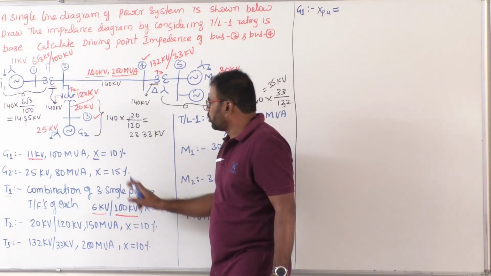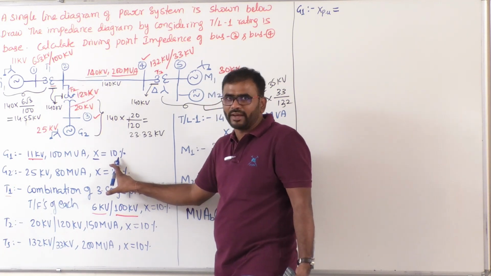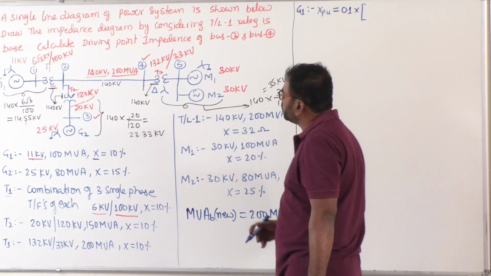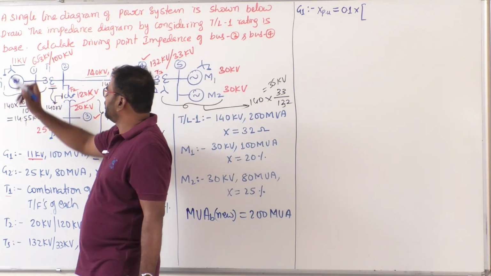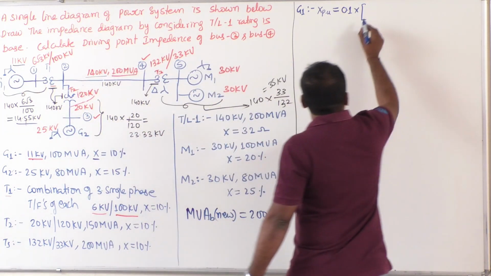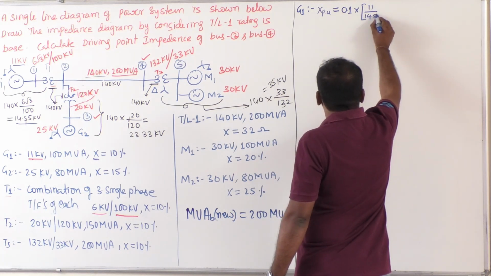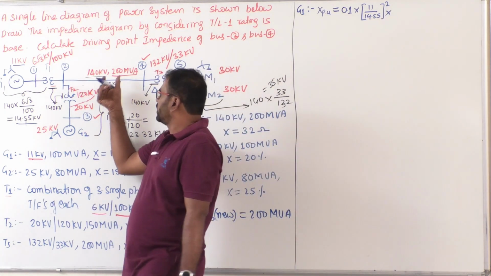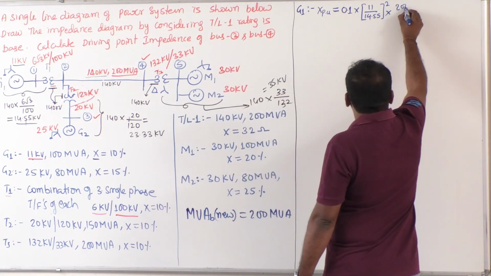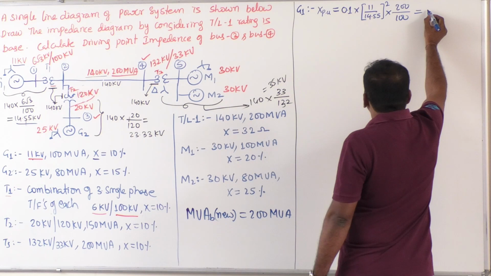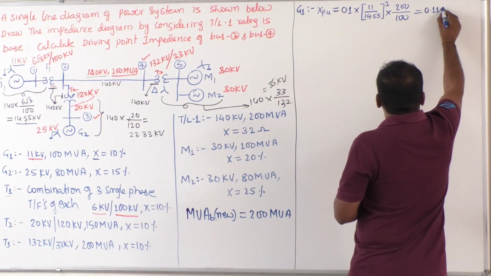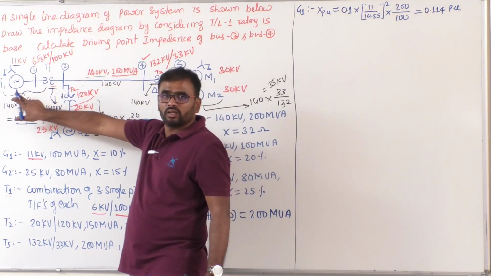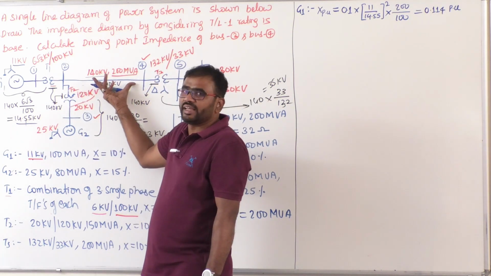So X per unit old is what? 10% means 10 by 100, 0.1 per unit. Multiply with KVB old by KVB new. KVB old is this red one, 11. KVB new 14.55. So 11 by 14.55 whole square, multiplied with MVAB new, which is 200. MVAB old is what? 100. 200 by 100. If I solve this, we get 0.114 per unit. That is the new per unit reactance of generator 1 by considering the transmission line rating as base.